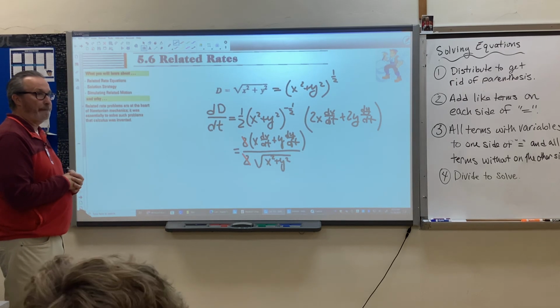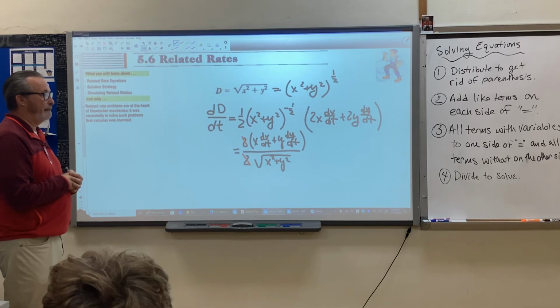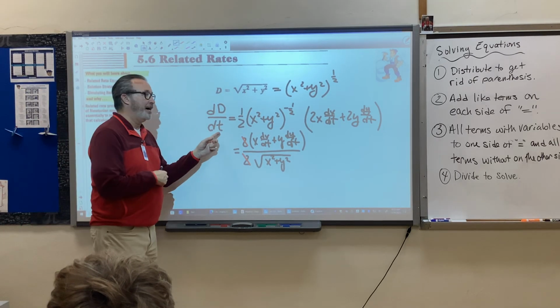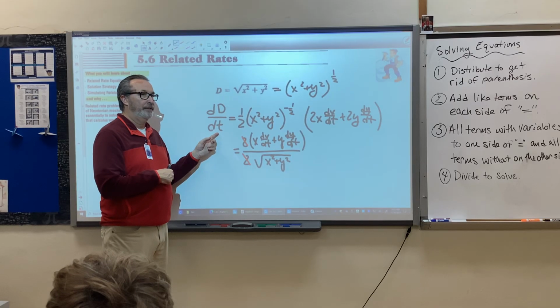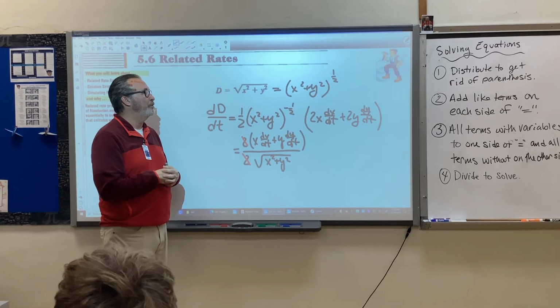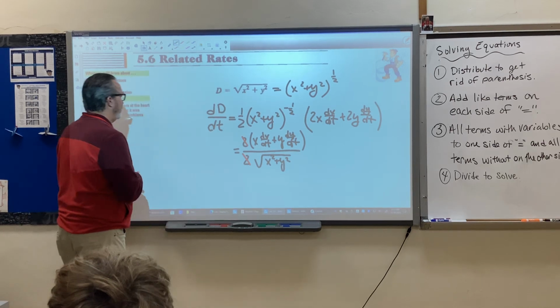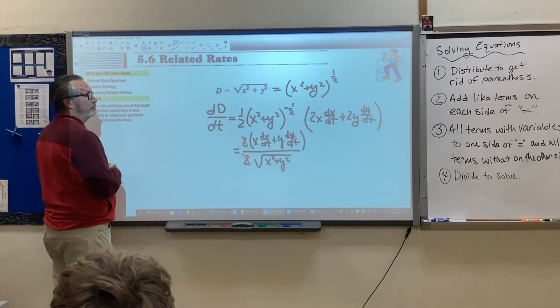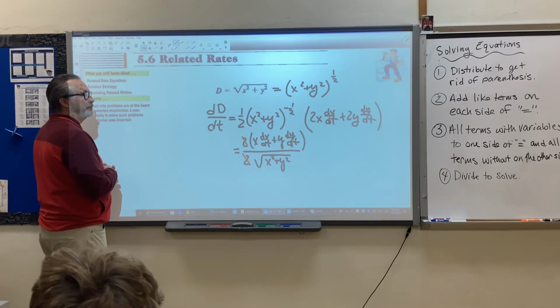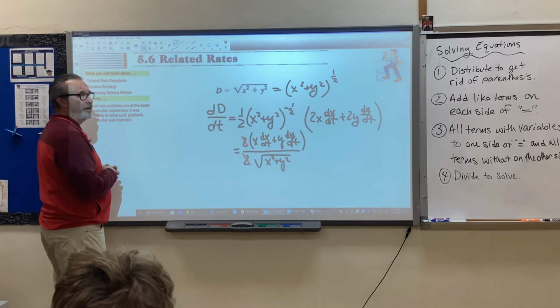Yes. Why does it change to dy? Because we took the derivative in terms of time. So the assumption is x and y are both negative. What is this? Is this a circle? Is this a radius of a circle? Is it a triangle?